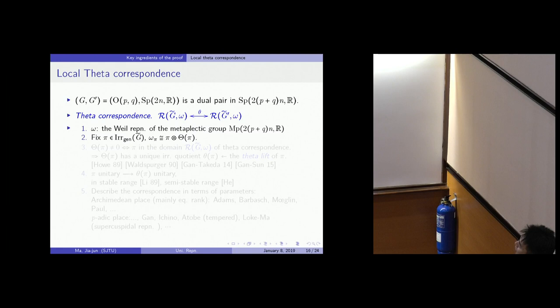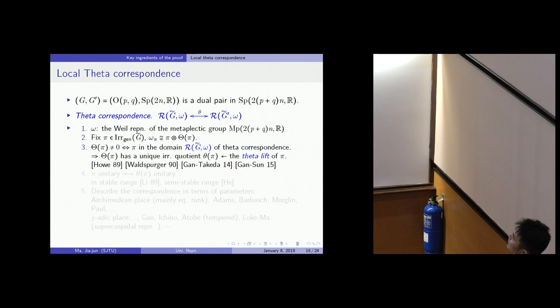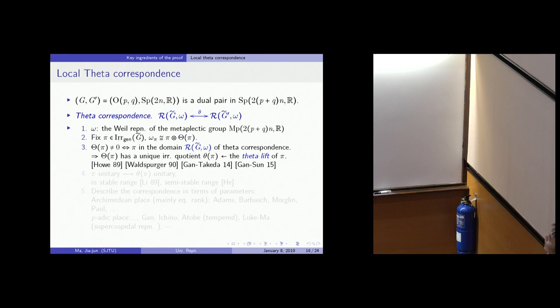So anyway, the multiplicity space of the pi-isotypic quotient will be the natural representation of G prime tilde, and of course this may be zero, or may be non-zero. If it's non-zero, then it will have a unique irreducible quotient. This is called the theta lift of pi. To prove this, there's a lot of people's work, and it was only settled recently by Gan-Takeda and Gan-Sun. I think a good property of this is if pi is unitary, one will get a unitary representation if in the stable range. This is a well-known result by Jian-Shu Li, and there is also a notion called semi-stable range. This is by He Hongyu, and this is not that relevant.